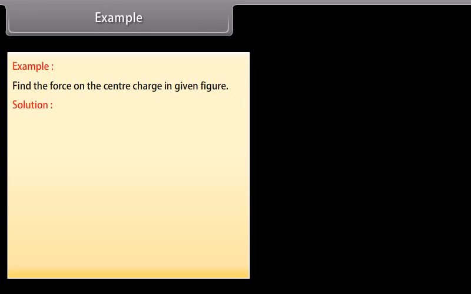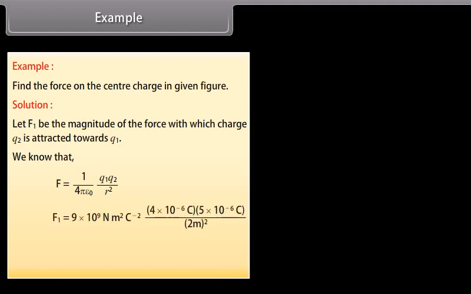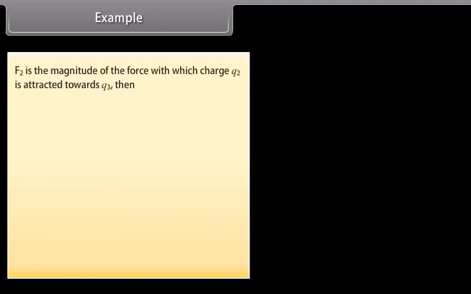Let's see the solution. Let F1 be the magnitude of the force with which charge Q2 is attracted towards Q1. We know that F1 is equal to 1 upon 4 pi epsilon naught multiplied by Q1 Q2 upon r square. Put the values in this equation. We get F1 is equal to 45 into 10 raised to the power minus 3 Newton, which is equal to 0.045 Newton. F2 is the magnitude of the force with which charge Q2 is attracted towards Q3.